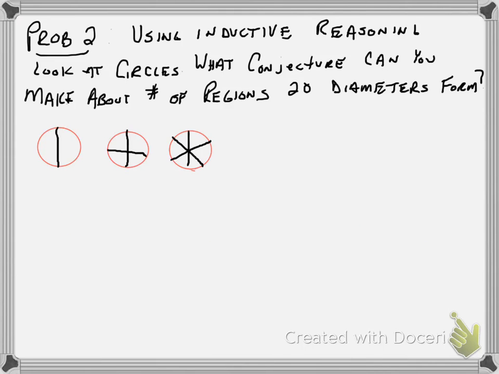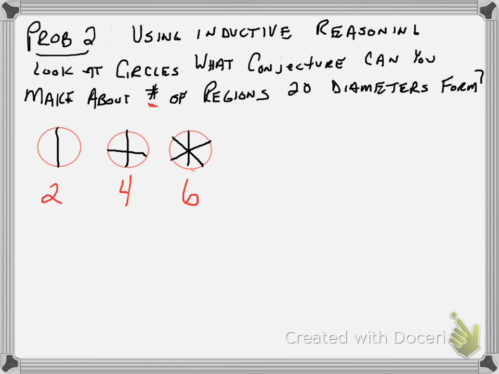Problem 2 is about using inductive reasoning. When you look at the circles, what conjecture can you make about the number of regions? Yes, that's a number sign, not a hashtag. 20 diameters form. So if we look here, we have one diameter, it forms 2 regions. We have 2 diameters, it forms 4 regions. We have 3 diameters, it forms 1, 2, 3, 4, 5, 6 regions.